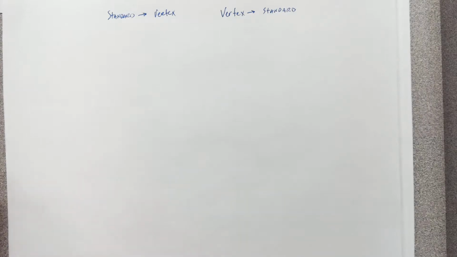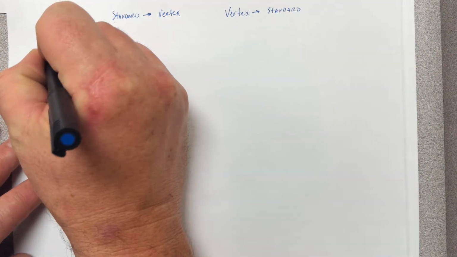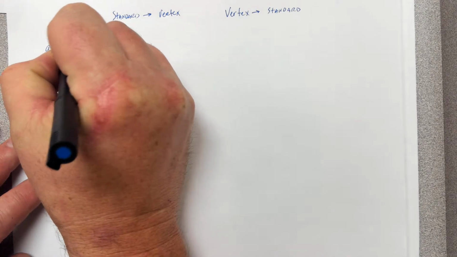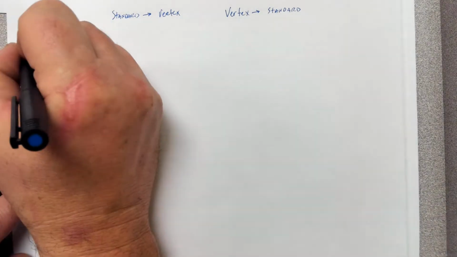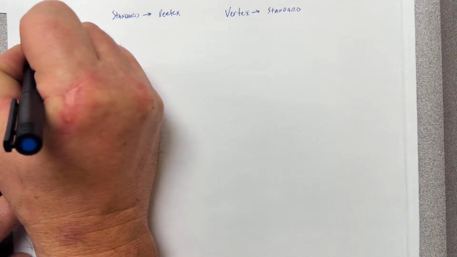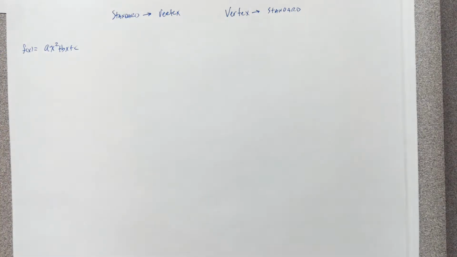So just to make sure we're all clear, right? Standard is ax squared plus bx plus c. And it could equal 0, it could be y equals, it could be f of x equals, any of that kind of stuff, right? That's standard.